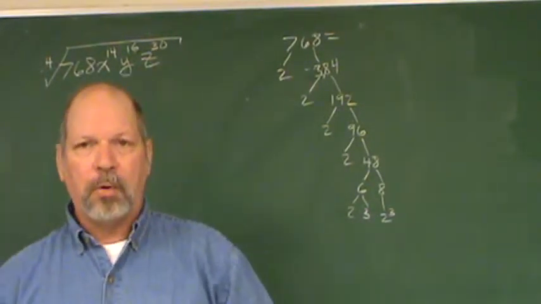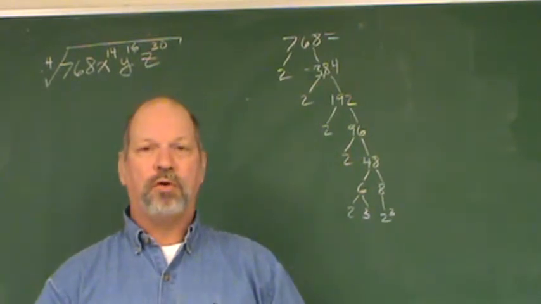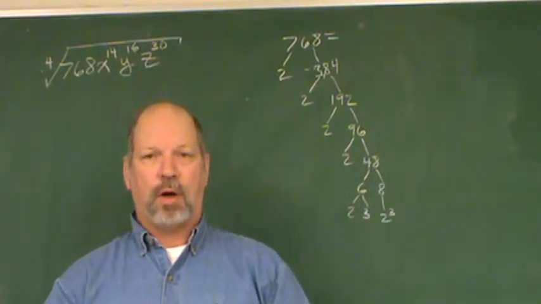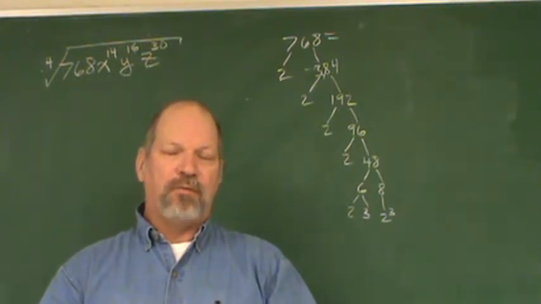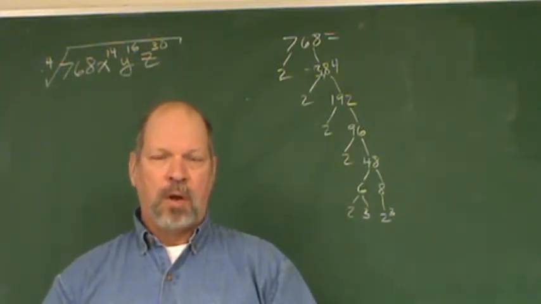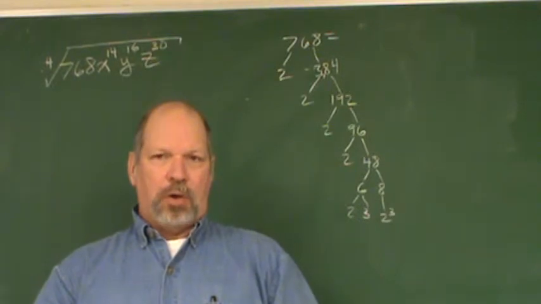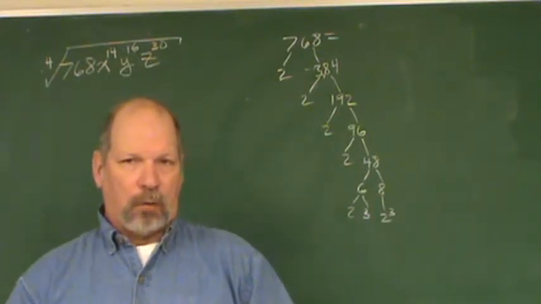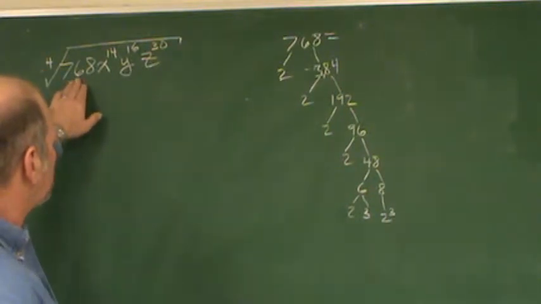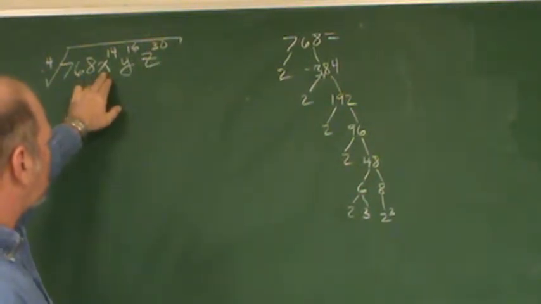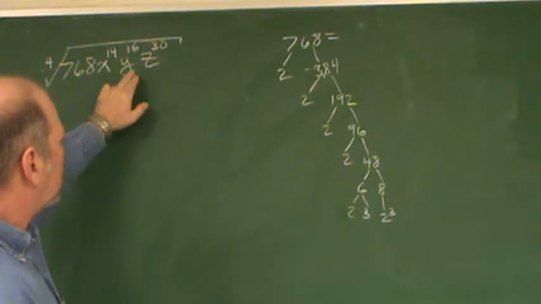Okay, in this video, we're going to look at radicals in a different light than what you may have seen before. The radical symbol means division for exponents. And that really comes in handy when you're looking at complicated problems like the one I have on the board. On the board I have the fourth root of 768, x to the 14th, y to the 16th, z to the 30th.